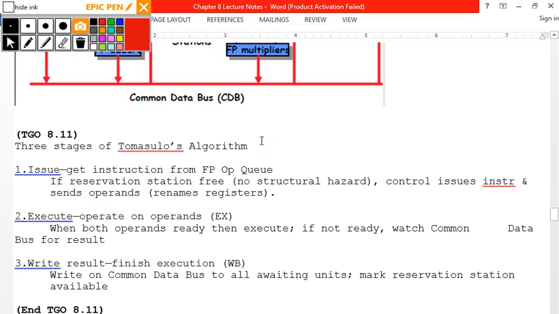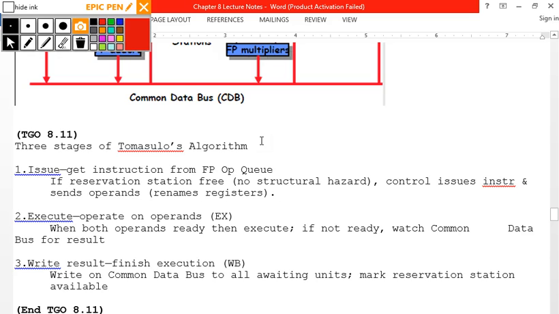2, you execute. Do what it needs to do, just like anything else. When both operands are ready, then execute the instruction. If not, you have to watch the common data bus for the result. What that means is, let's say you're doing an R-type instruction, right? And you have 2 registers that you need, you have to wait for that second value to come back on the common data bus, update it, then you execute.